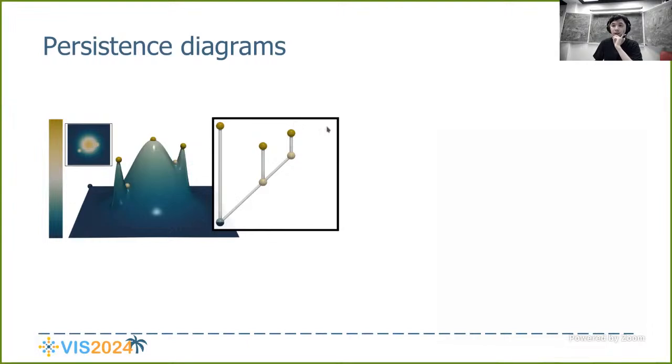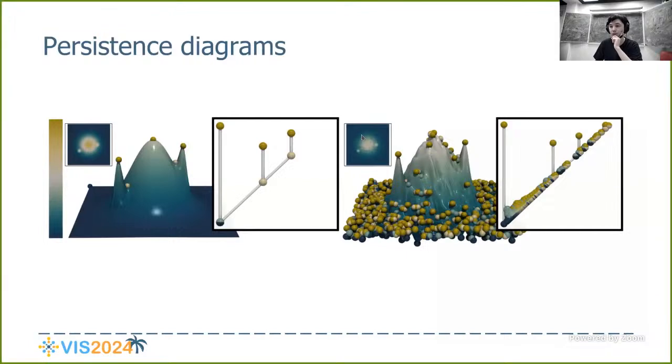The persistence diagram is also stable to the addition of the noise. As you can see on the right, despite the addition of the noise, we can still distinguish the three main features of interest in the diagram, and the noise is represented as points near the diagonal.